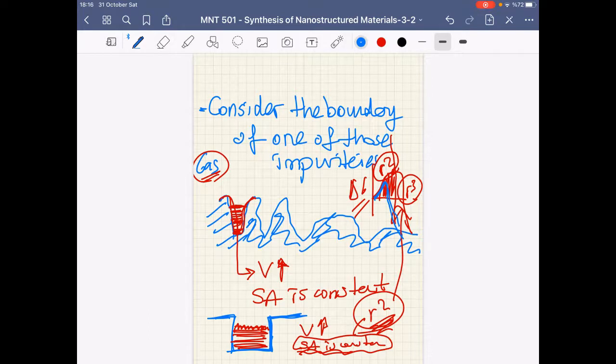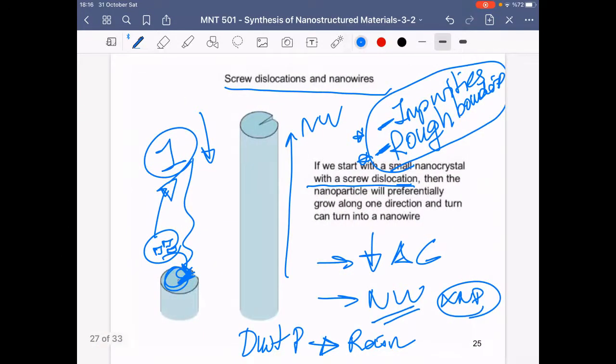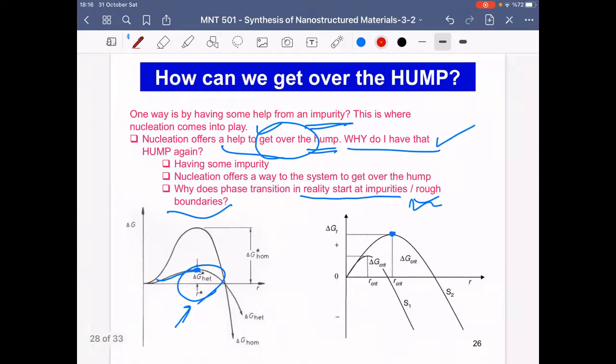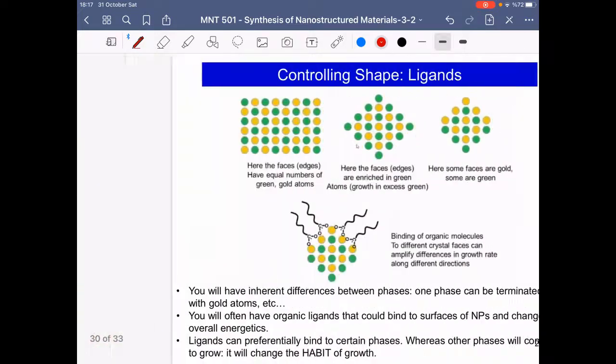And that's why these things prefer to happen at impurities and rough boundaries, because you end up minimizing the R square term. And that is the answer to these questions here, which I'm definitely going to ask you. If you haven't understood this, we can discuss more in class.